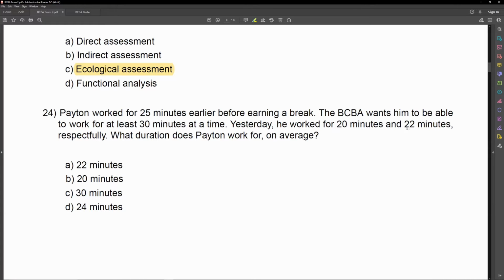Don't be afraid to use a calculator. Don't be afraid to use a pen and pencil. That's why they give them to you. There's no shame in it, okay? And then we simply take 67 divided by 3, and we get 22 minutes. Pretty straightforward average question. You just need to be careful about what data you're using and don't just go blindly plugging numbers in. This 30 minutes is a distractor, okay? 30 minutes is not how long Peyton works for. That's our goal, but Peyton works for 25 minutes. He works for 20 minutes and 22 minutes. The 30 is not relevant to the data we're analyzing.